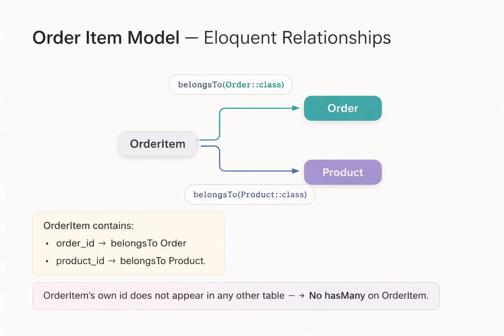The order item model has two belongs to relationships. It contains an order ID, so it belongs to order. It also contains a product ID, so it belongs to product. The order item's own ID doesn't appear in any other table, so there are no has-many relationships here. Order items are leaf nodes in the relationship tree. They reference other tables, but nothing references them.